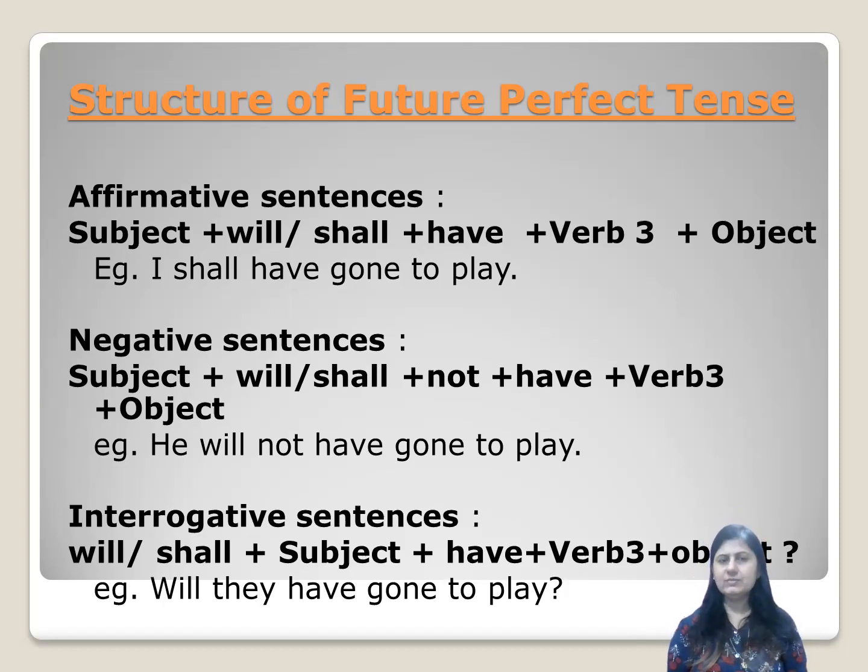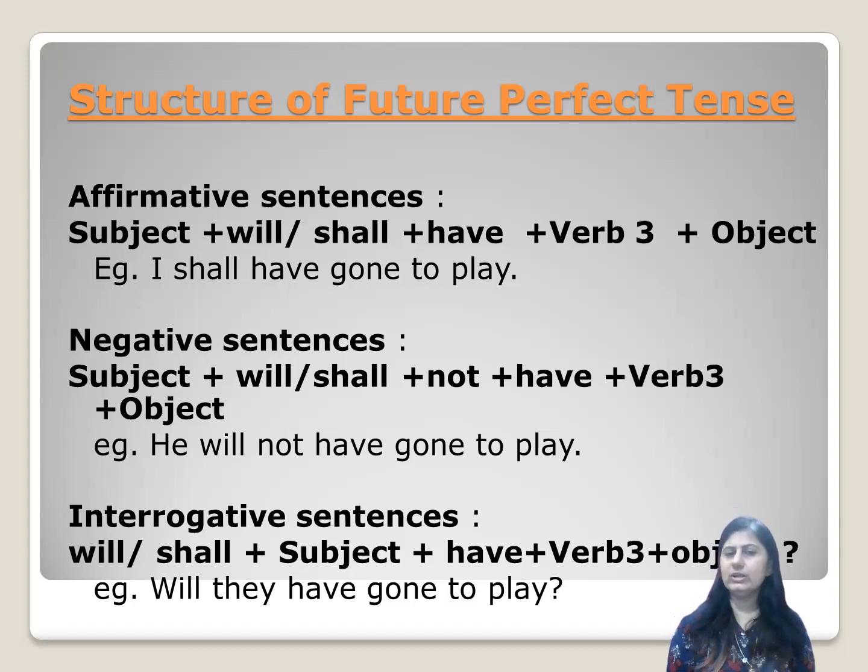In the case of negative sentences, we will add not after will/shall. So it becomes subject plus will/shall plus not plus have plus third form plus object. For example, he will not have gone to play. He is the subject, after that will/shall, not, have, third form. Gone is the third form of go, and then the object, to play.